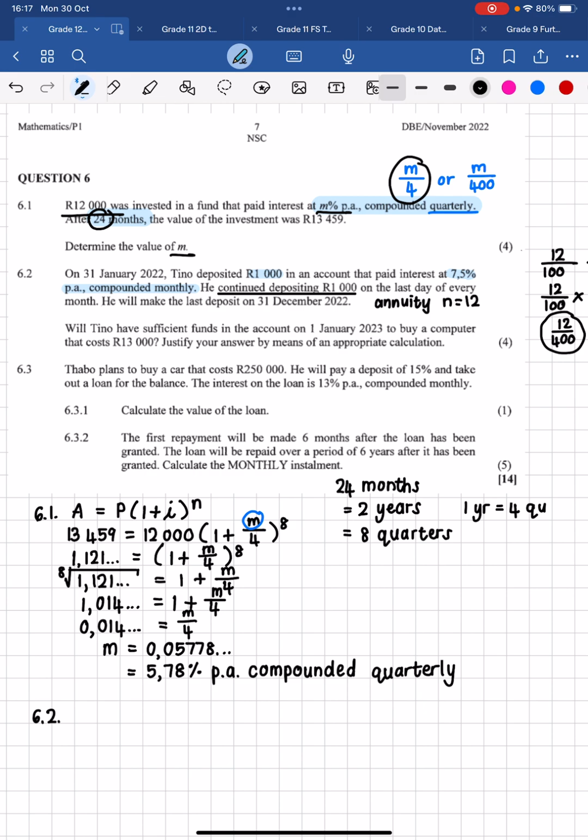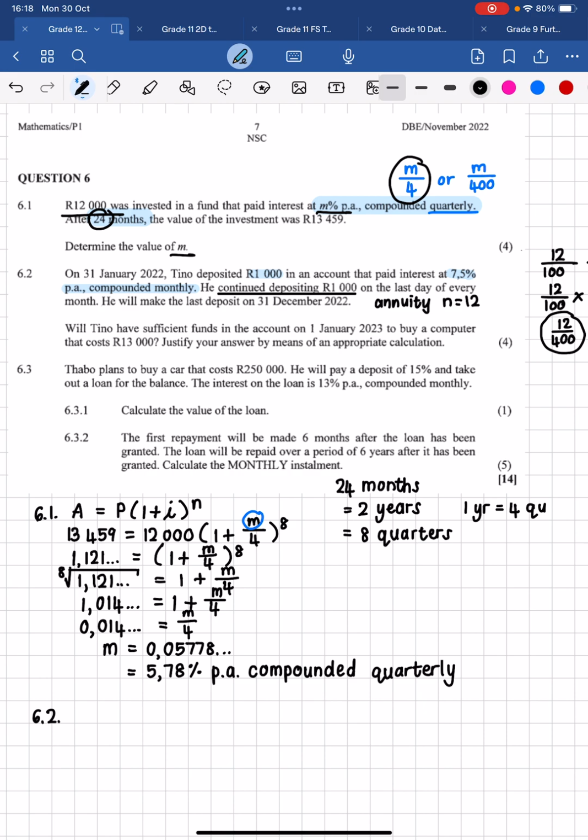Then they're asking, will Tino have sufficient funds in the account on 1 January 2023, just after making that last deposit, to buy a computer that costs 13,000 Rand? Justify your answer by means of an appropriate calculation. So we have to calculate how much money will be in that account. If it's less than 13,000 Rand, he's not going to have enough. If it's more than 13,000 Rand, he will have enough.